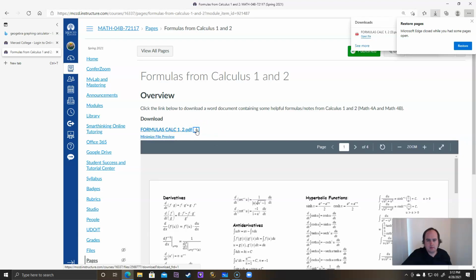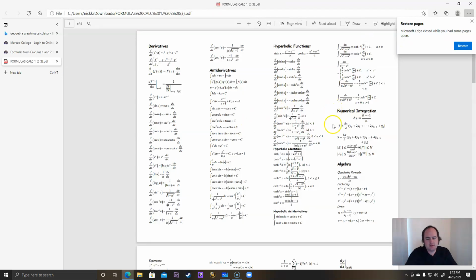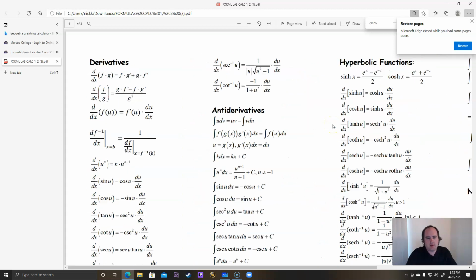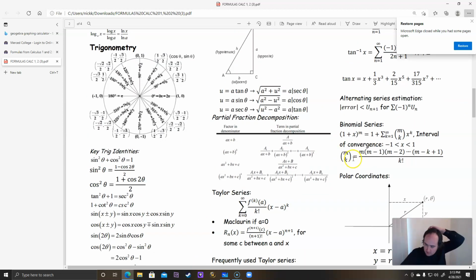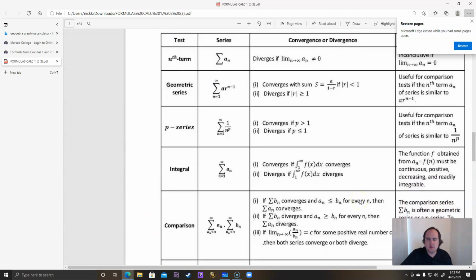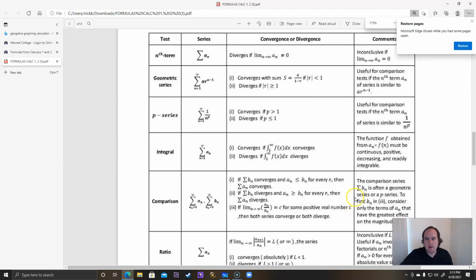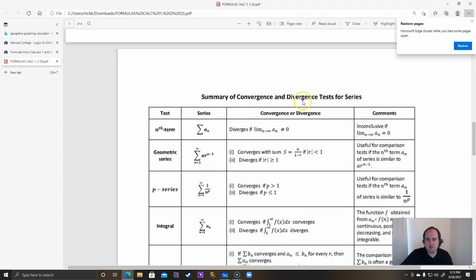Okay. So download, open file. Yeah, so this thing right here that I keep coming back to. So not on the first page, but on the 2nd page and the 3rd page. The 3rd page particularly actually have all these different convergence and divergence tests for series.